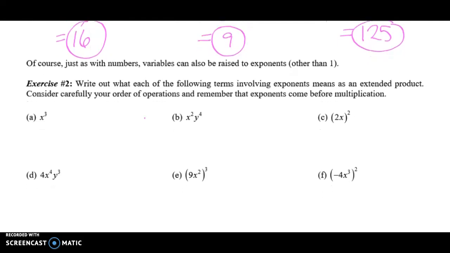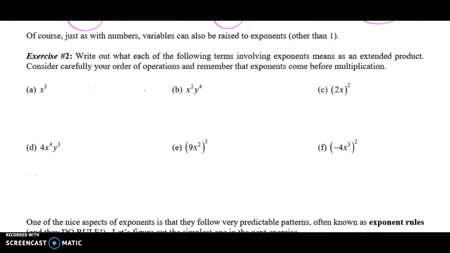So looking at exercise 2. We can do these with numbers, but also with the variables, and it means the exact same thing. So we're going to write it all out, involving the extended product, how we show what multiplying is actually taking place, and then you also have to consider what sort of order of operations may be involved. So this first one is just x to the cube. So pretty simple. It's just x times itself 3 times.